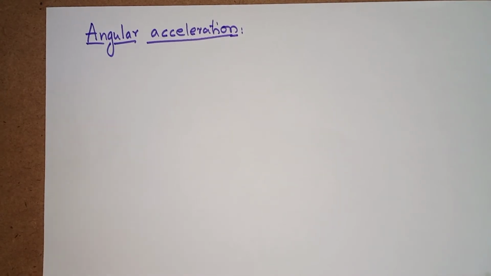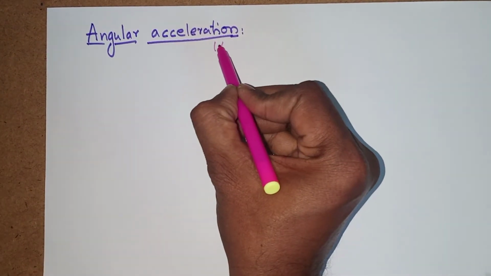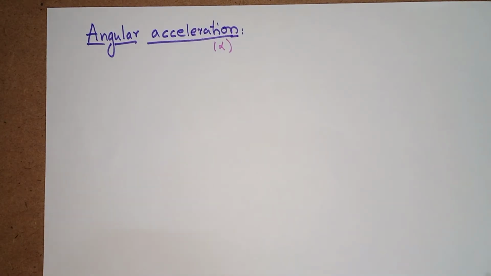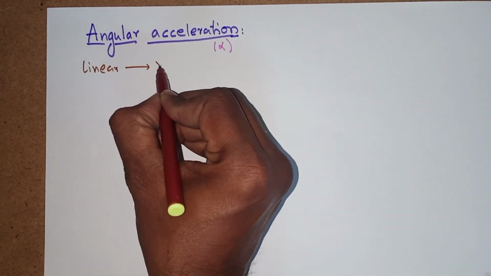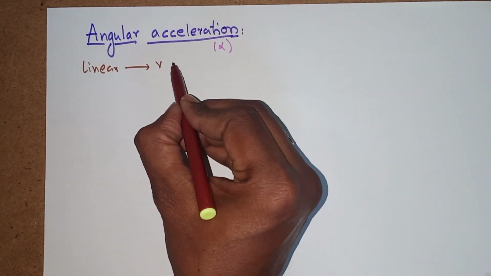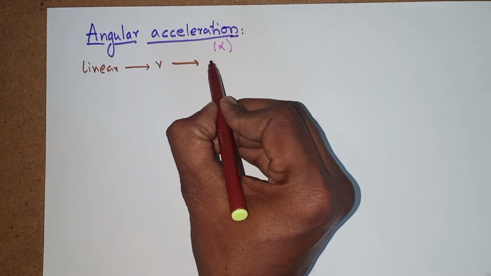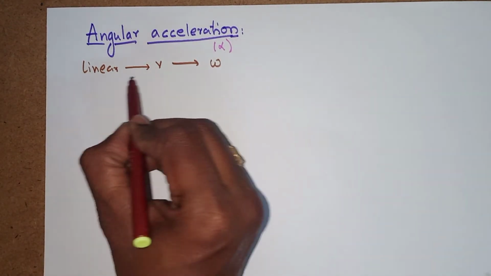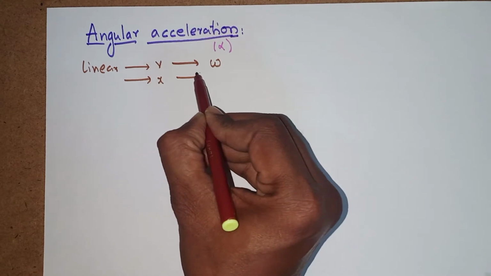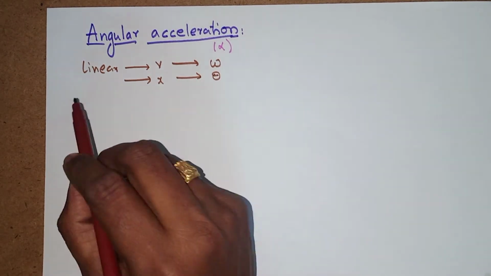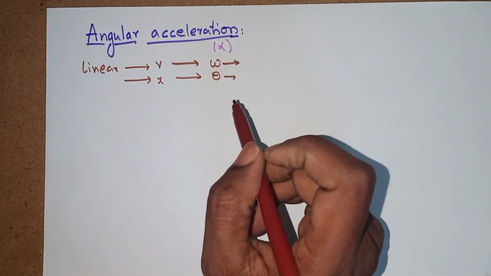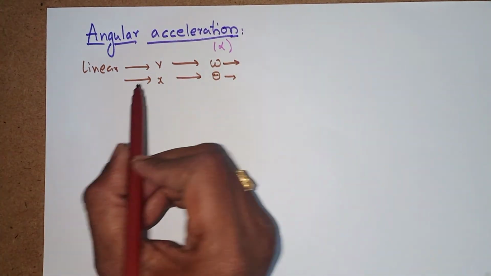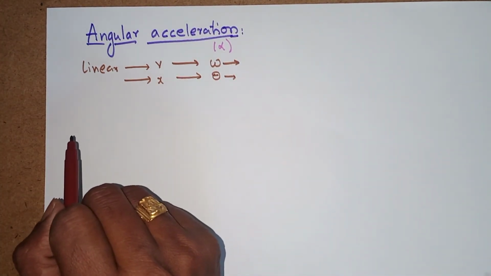Now how to define angular acceleration alpha. Basically, in linear motion the velocity is v; in rotational motion, it is omega. In linear motion the displacement is x; we will write it here as theta, the angle or angular displacement. This is angular velocity, where we have defined all the kinematic equations and variables in the last chapters.